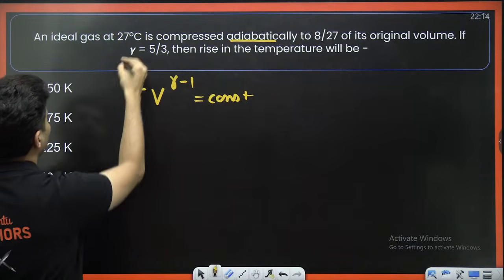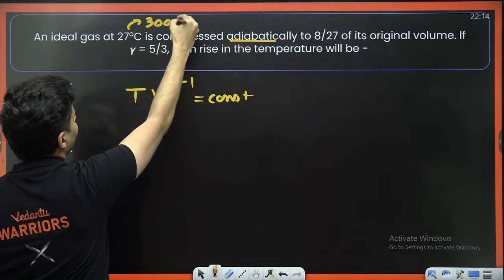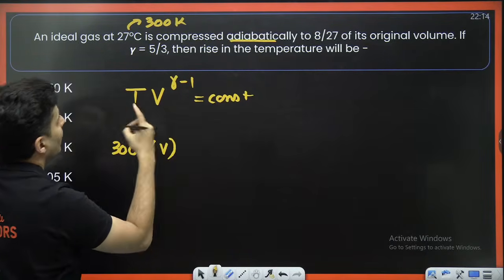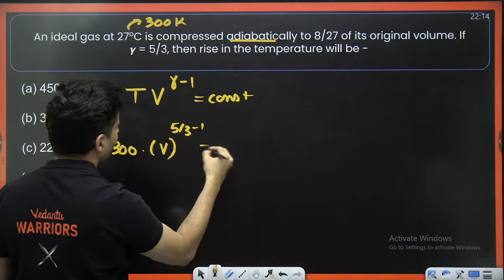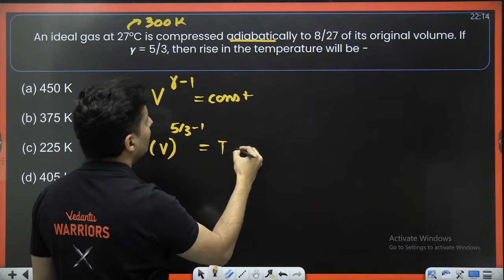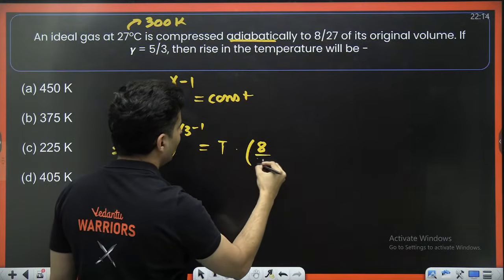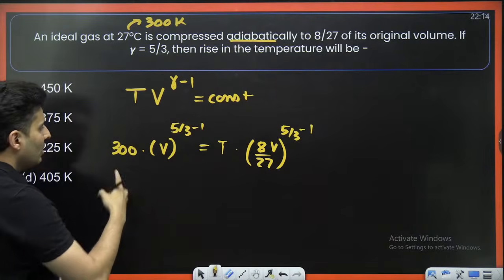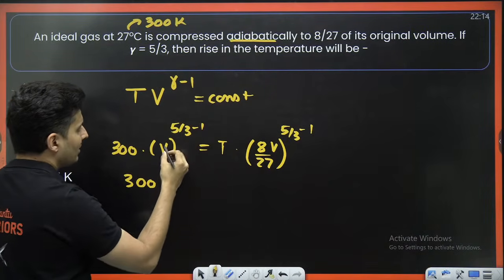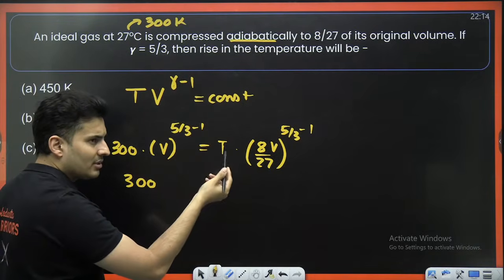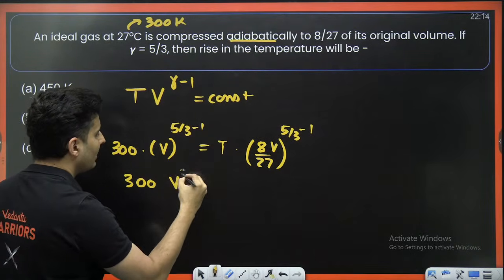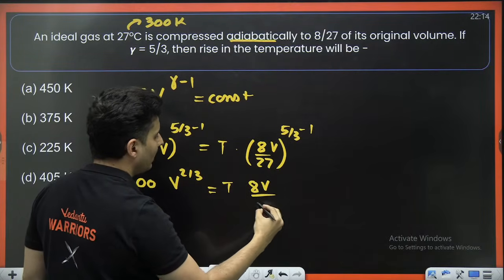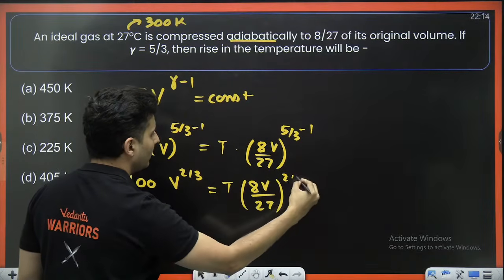The original temperature, 27 degrees Celsius, means 300 Kelvin. So 300 Kelvin into volume raised to gamma minus 1, where gamma is 5 by 3, will equal the new temperature into the new volume, which is 8 by 27 of V, raised to gamma minus 1. So 5 by 3 minus 1 is 2 by 3. This becomes 300 V raised to 2 by 3 equals T into 8V by 27 whole raised to 2 by 3.